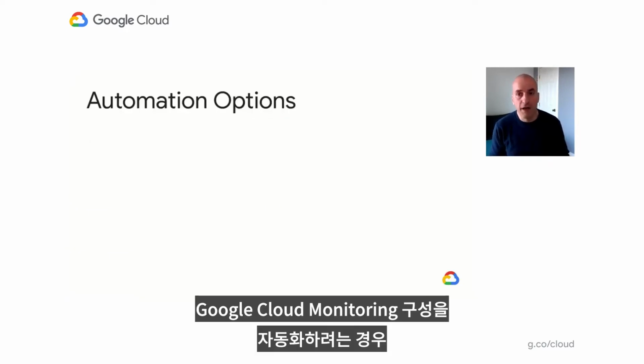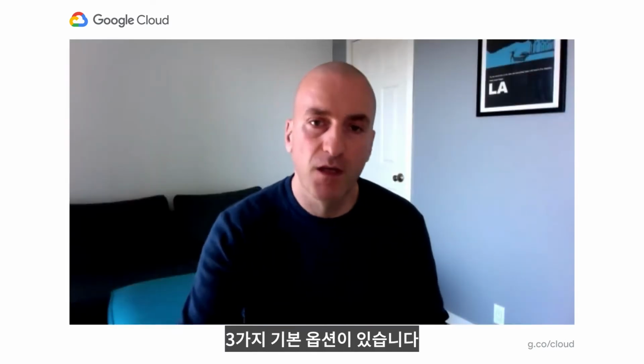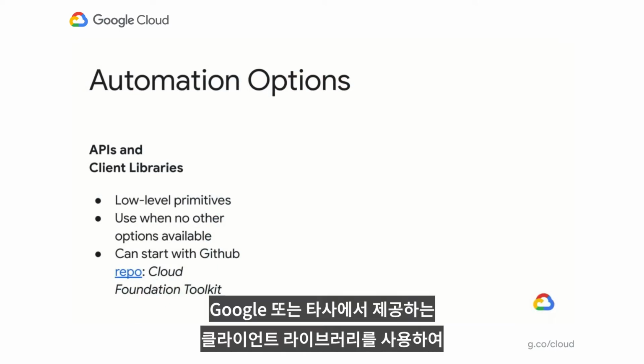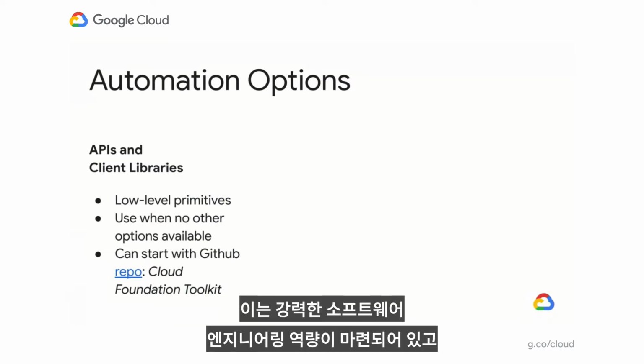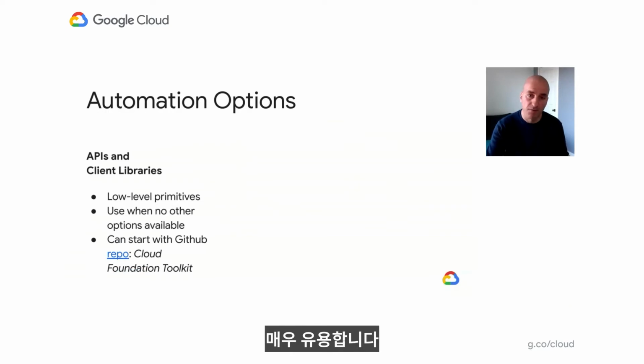When looking to automate Google Cloud Monitoring configurations, you have 3 primary options. The first option is to use either the Google Cloud APIs directly or make API calls in your code using client libraries provided by Google or third parties. This works very well if you have a robust software engineering practice, and you may need to include monitoring automation in larger scripting or automation projects.